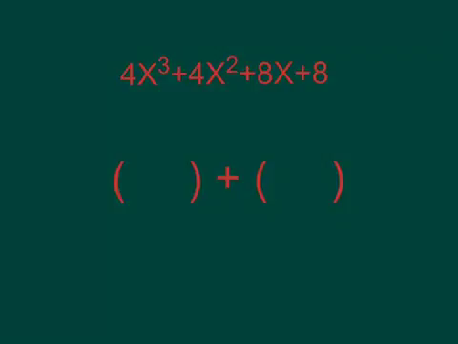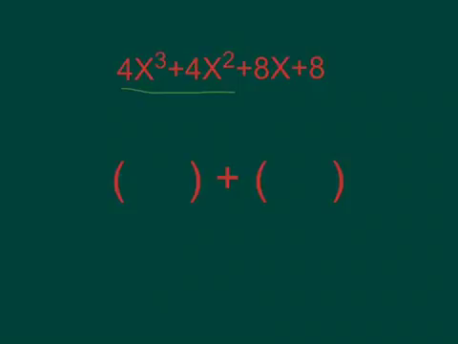Alright, so the example I'm going to be using today is 4x cubed plus 4x squared plus 8x plus 8. Now, the first step when you have 4 terms is to find 2 terms that have something in common and write it on the outside. So 4x cubed and 4x squared both have 4x squared in common. And then you go backward in the distribution process, okay? So 4x squared times x is 4x cubed, and then 4x squared times 1 is 4x squared.